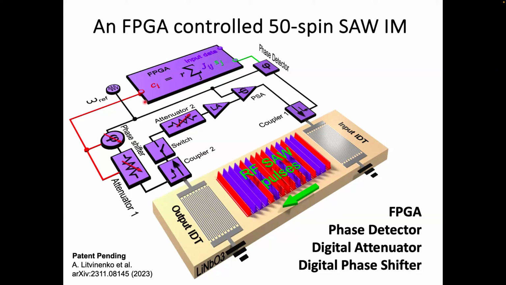We need to have a digital attenuator if we're going to turn on and off couplings from the FPGA. Of course, it could be just an on and off switch, but we're going to use a digital attenuator because we also want to do weighted problems later on. And a phase shifter would be nice to have to be able to change the sign of the coupling if we want to do that.